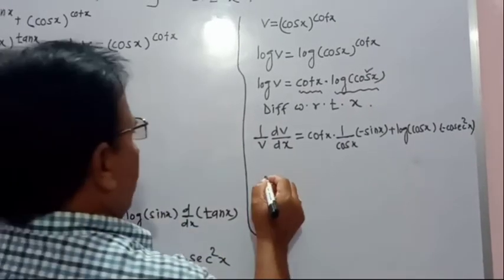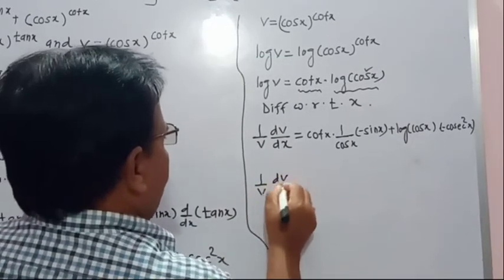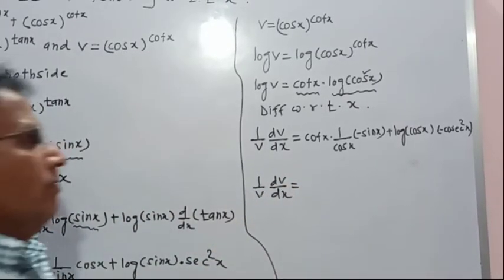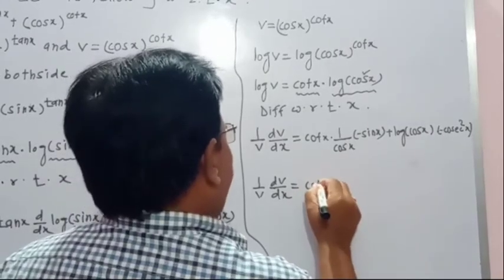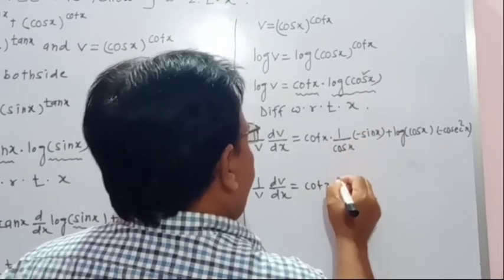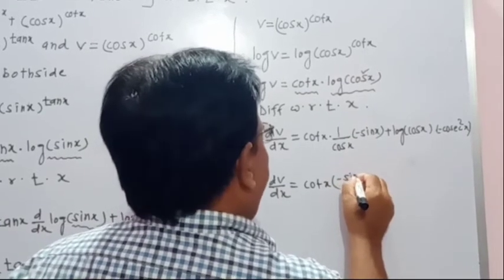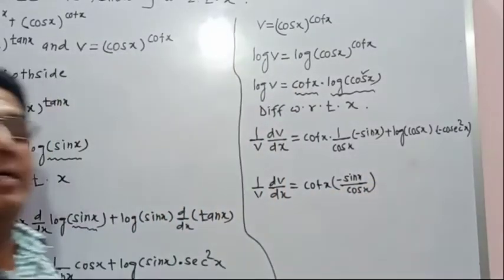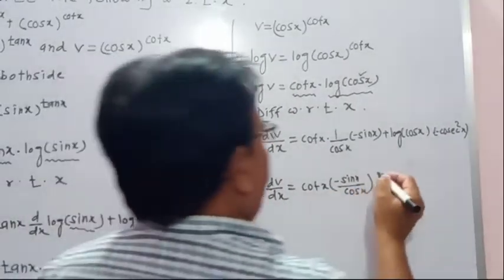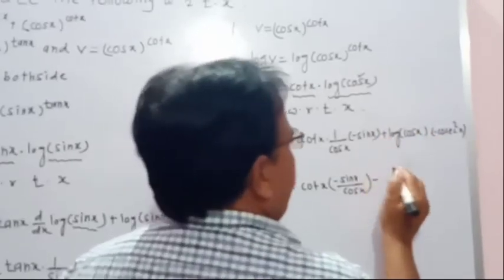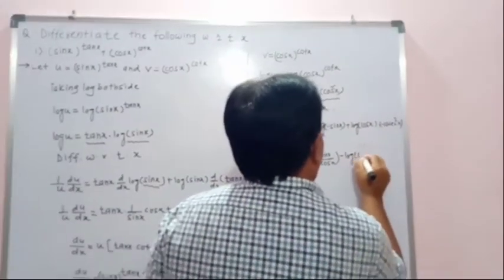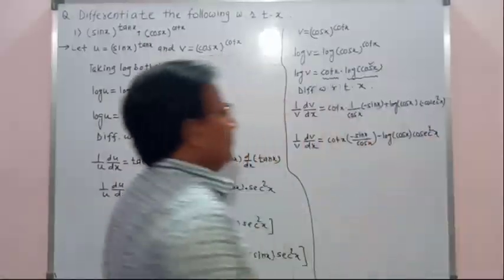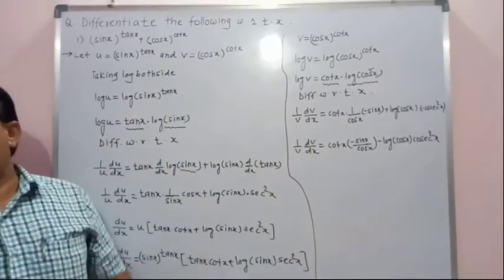Therefore 1 by v into dv by dx equal to cot x into 1 by cos x into minus sin x, that is minus sin x divided by cos x, plus minus log of cos x into cosec square x.